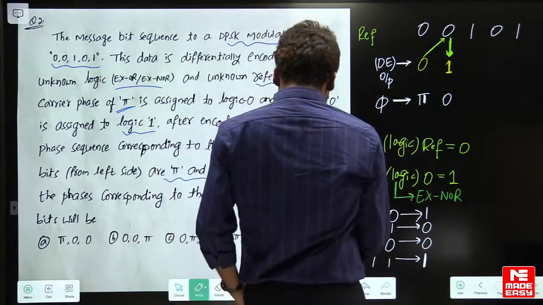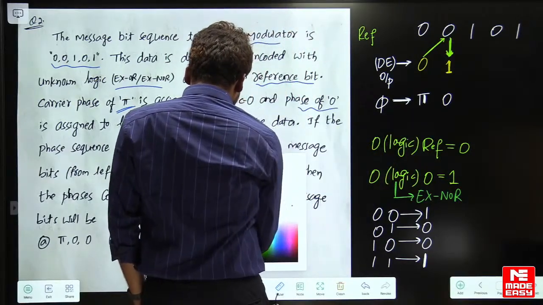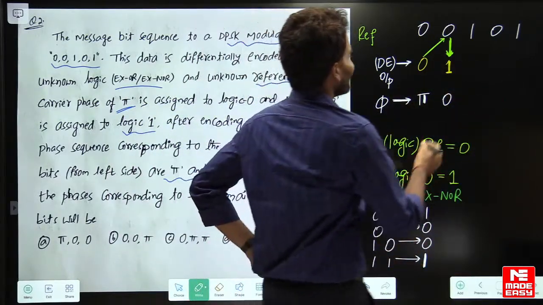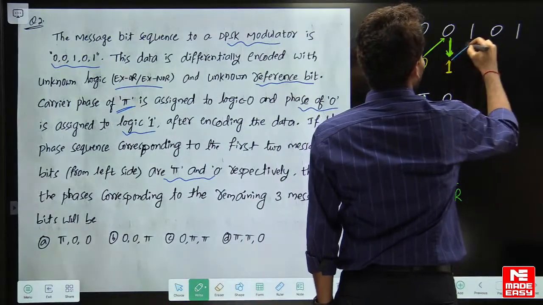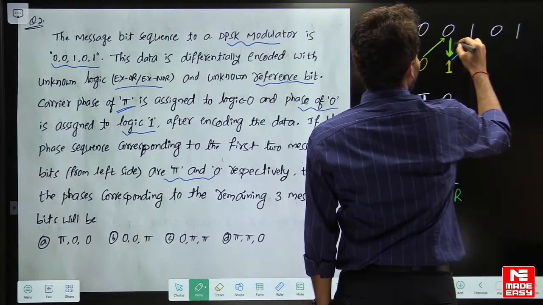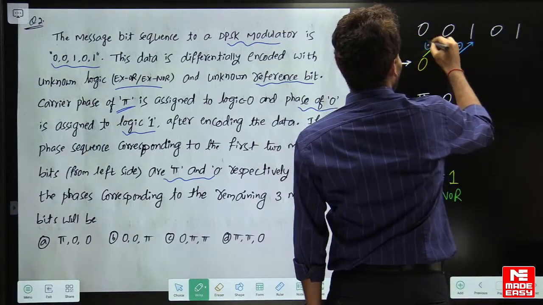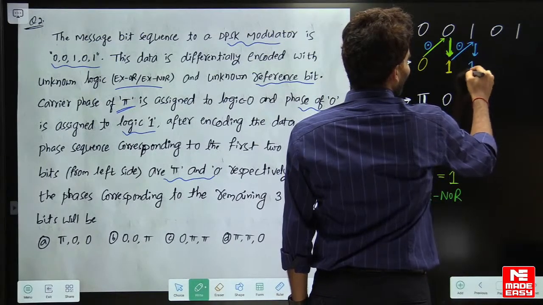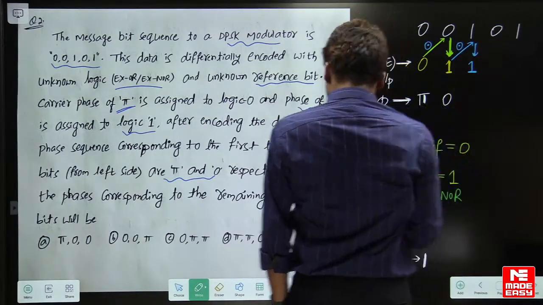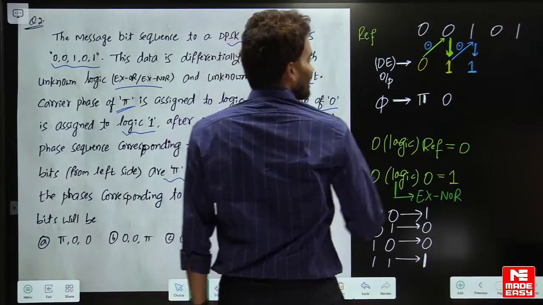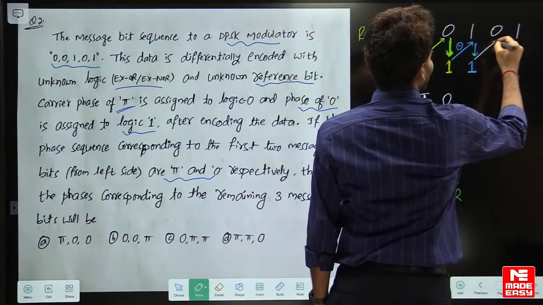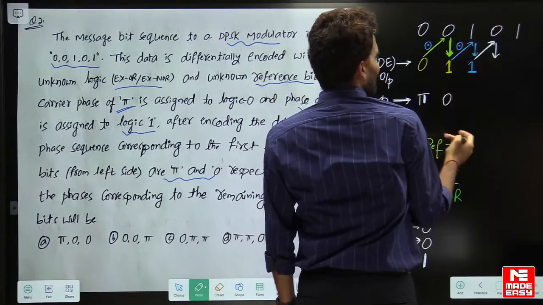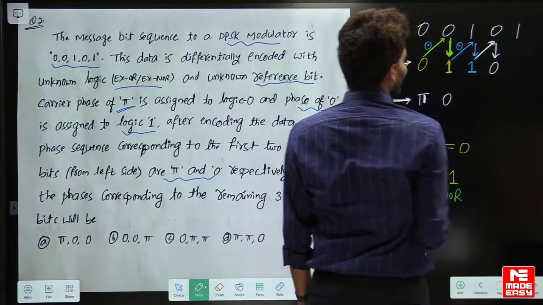Now we will get the remaining bits in this differential encoding process. Now this is 0 1 XNOR. This is the XNOR symbol. So 1 XNOR with 1 will be 1 only. Then 0 XNOR with 1, you are going to get 0.